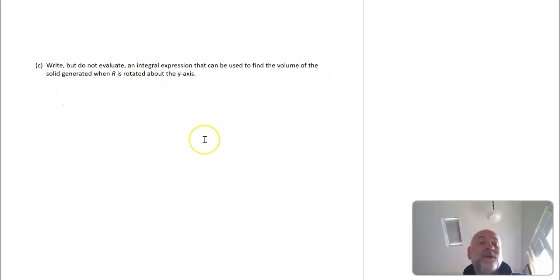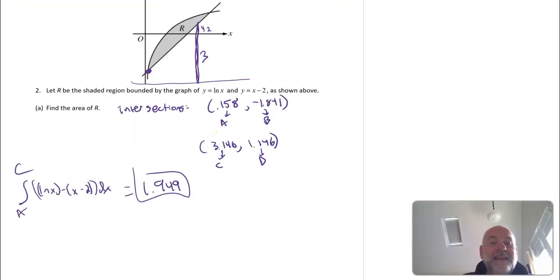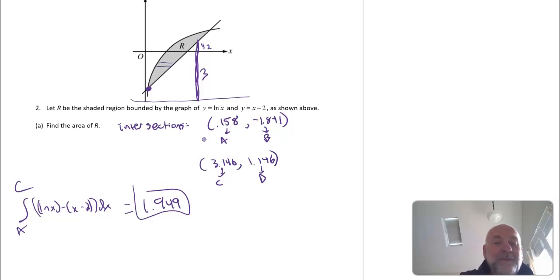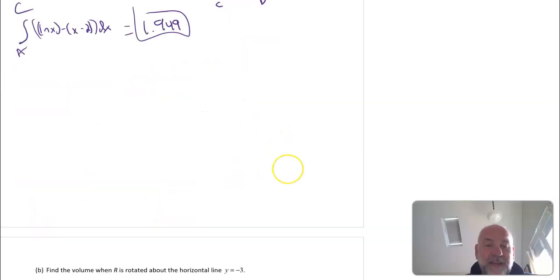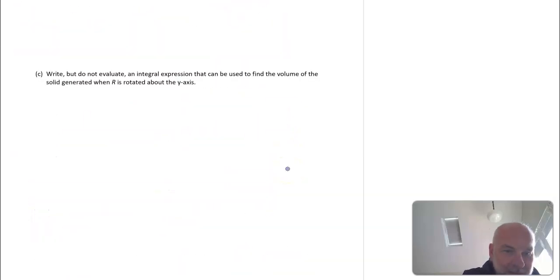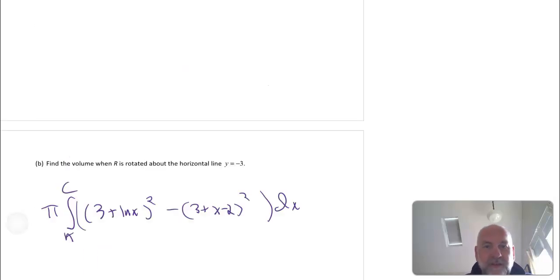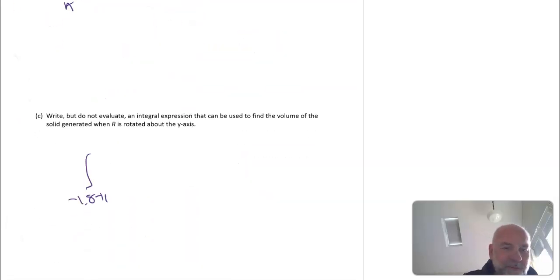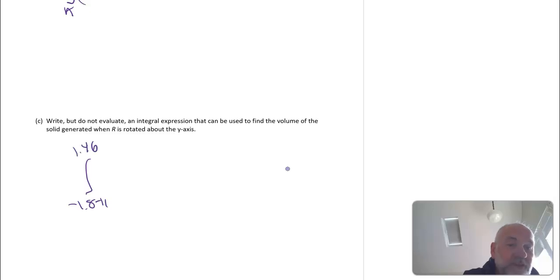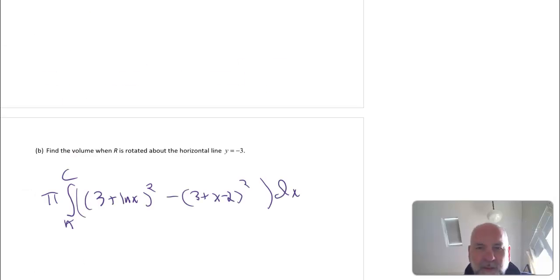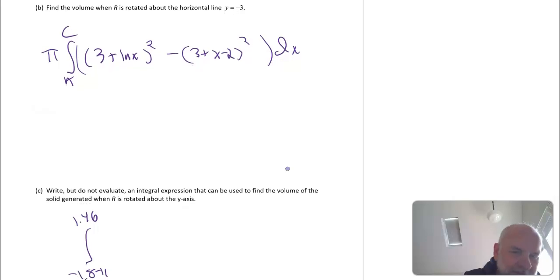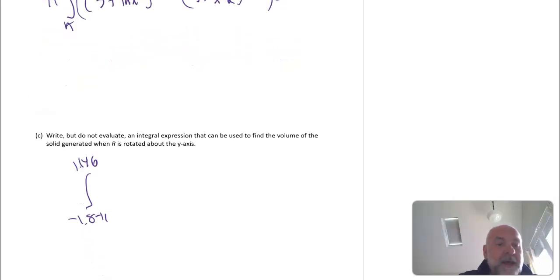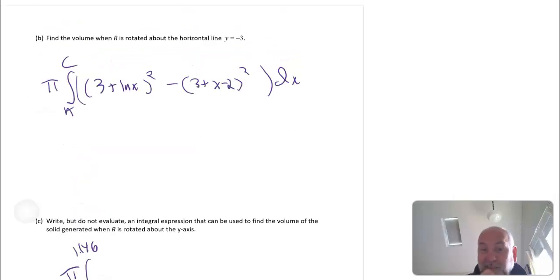So what if you rotate it around the y-axis instead? Now you're slicing it this way from this number to this number, and so it's the integral from negative 1.841 to the other y value, which is 1.146. You could use B and D. Oops, that's not right. It's 1.146. It's pi, and it's another washer problem.